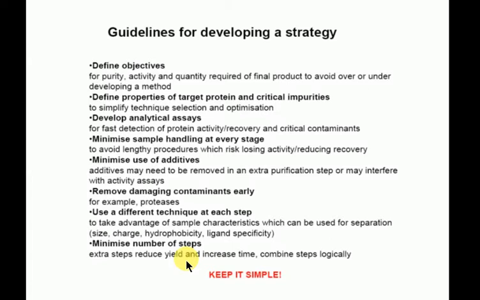You tend to remove damaging contaminants early. So if your first step removes proteases, then that'll help you. You don't want proteases co-purifying with your protein and degrading it over time. And so the first consideration there is you probably make your protein in a cell line that has certain proteases removed. So like a knockout strain of proteases.